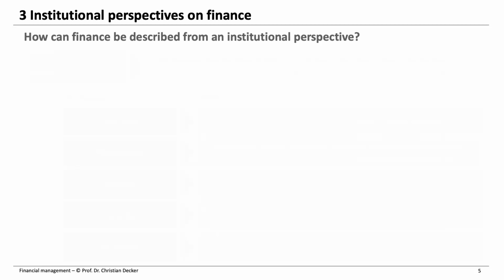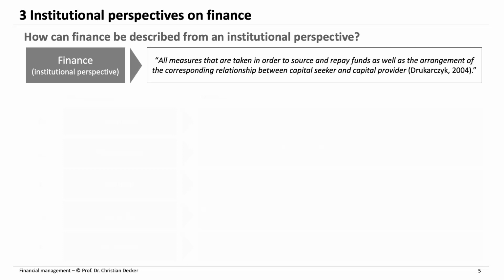How can finance be described from an institutional perspective? Finance, from an institutional perspective, can be defined as all measures that are taken in order to source and repay funds, as well as the arrangement of the corresponding relationship between capital seeker and capital provider. The focus on sourcing and repaying funds corresponds to the intuitive interpretation of the term finance. In addition, the definition explicitly refers to the structure of the relationship between capital providers and capital seekers.